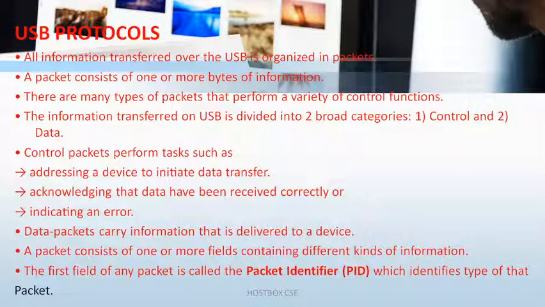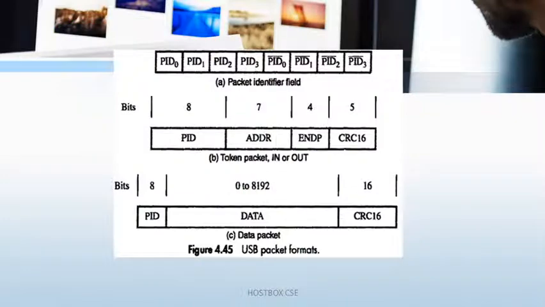The first field of any packet is called the packet identifier, which identifies the type of that packet. I am again repeating some of the points I am saying; you can directly write them in your notes. Pause the video and write with the note pen to get more marks. And the diagram is very important when you come to the COA subject.